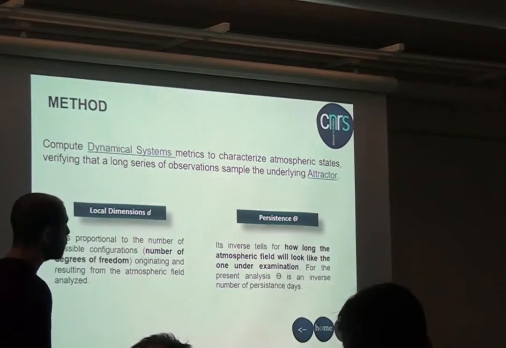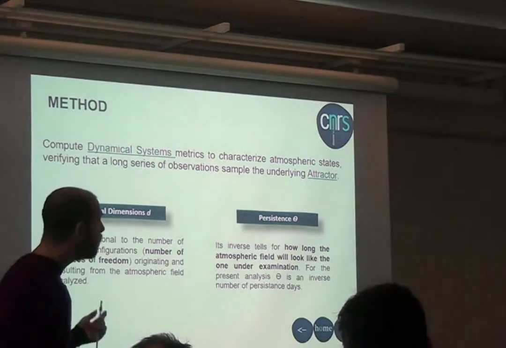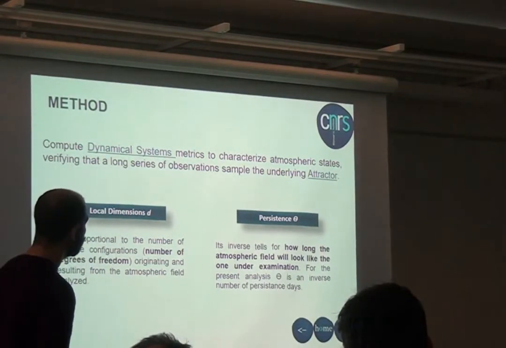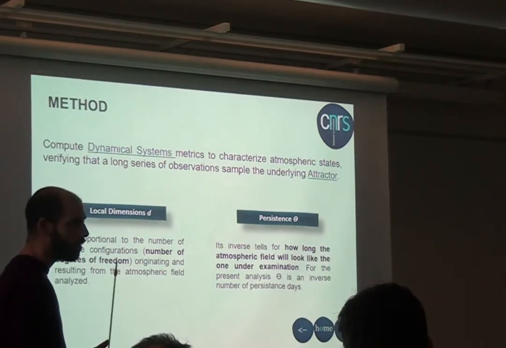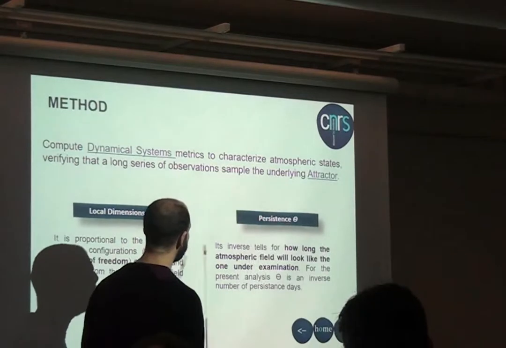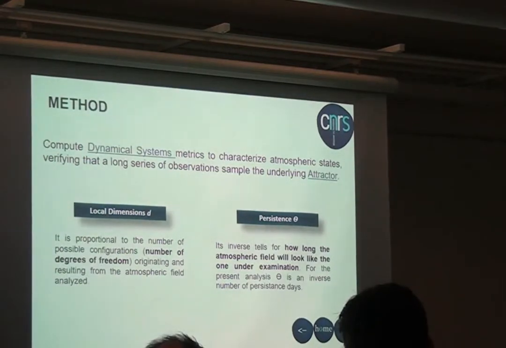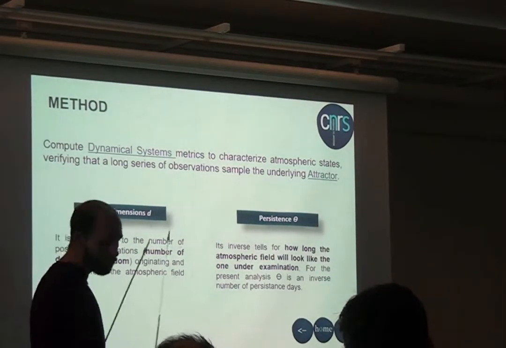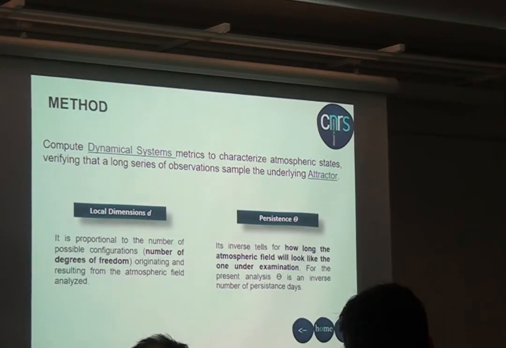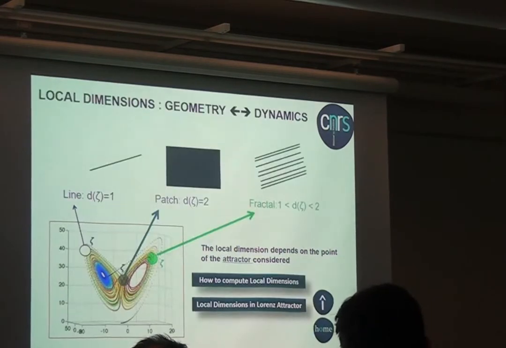Indicator that we can use to understand the dynamics. One of these is the local dimension around a certain point in phase space, and again locally in phase space we can define the persistence of the observation. So up to now, of course, this is very obscure, so let's try to understand what this means on simple examples.